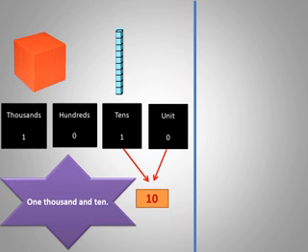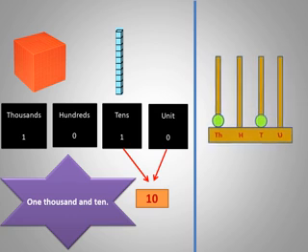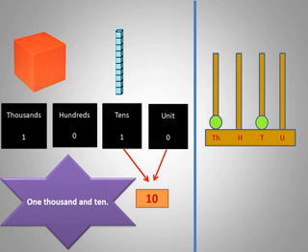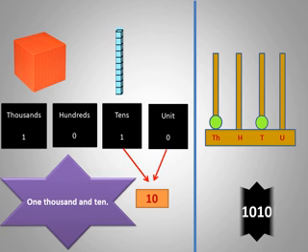Similarly, in the abacus also, we have one green ball in the thousands place and one green ball in the tens place. So, again we get the number 1010.